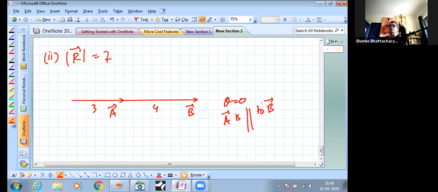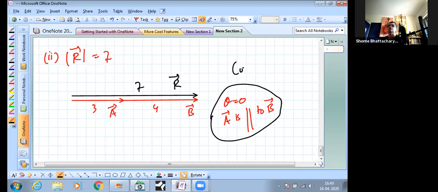There A was perpendicular to B. This is the condition now required for the resultant to become 7. So now you can see your resultant displacement is going to be this. This is the condition for the resultant to become 7. So this becomes my condition, the condition for the resultant's magnitude to be 7.